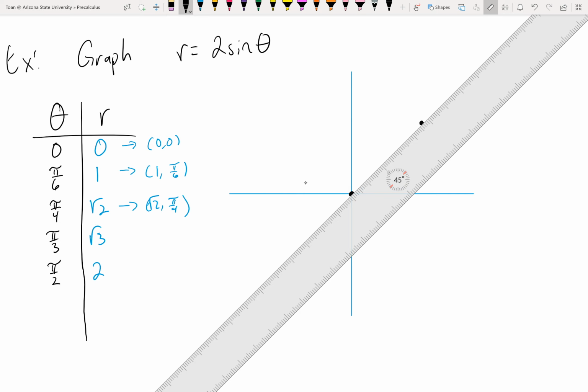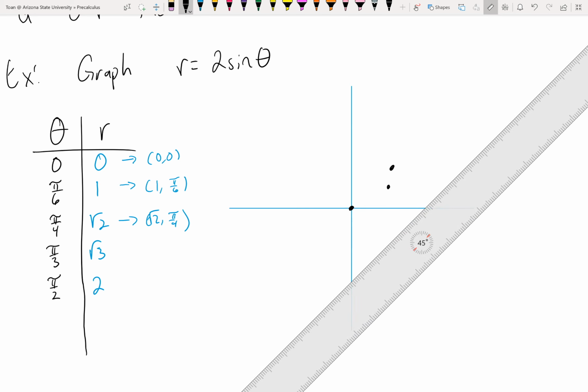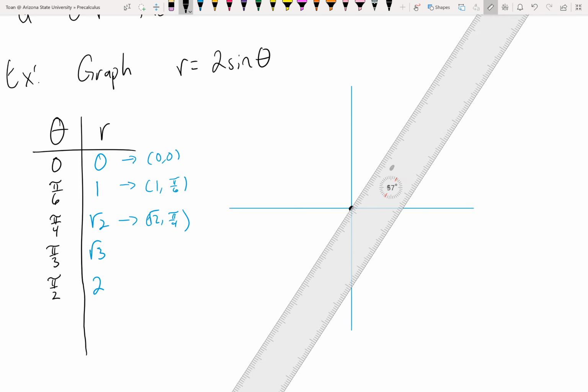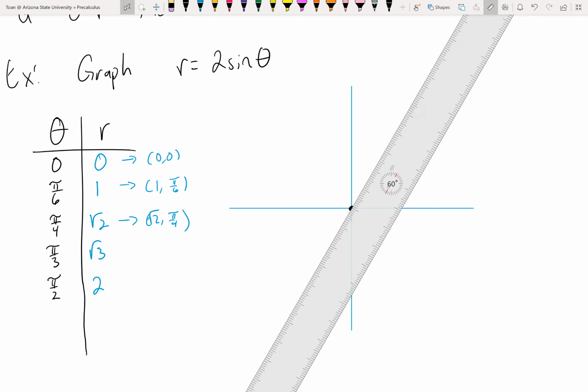1, 2. 2.8 right here. Man, I went way too far. There we go. So here's pi thirds, which is 60 degrees, and I need to go 3.4-ish. 1, 2, 3.4-ish. I'm going to approximate there.